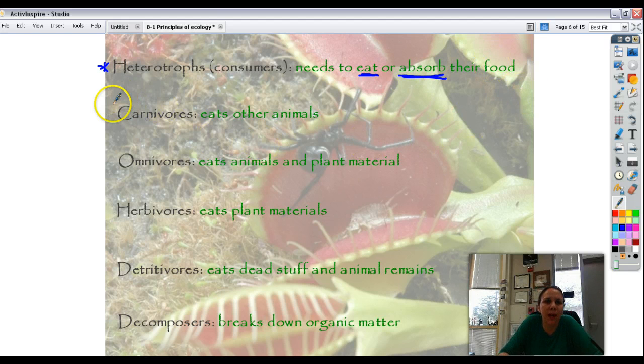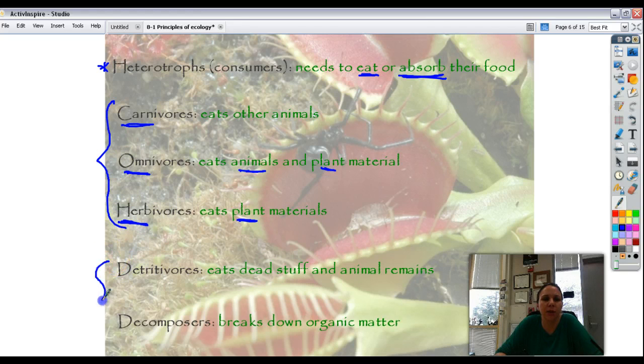So there's three main categories that we talk about with the eaters. So we have carnivores, carne meaning meat, so these are guys that eat other animals. Omnivores, omni meaning everything, so they eat animals and plants. And then we have herbivores, which eat plant materials.